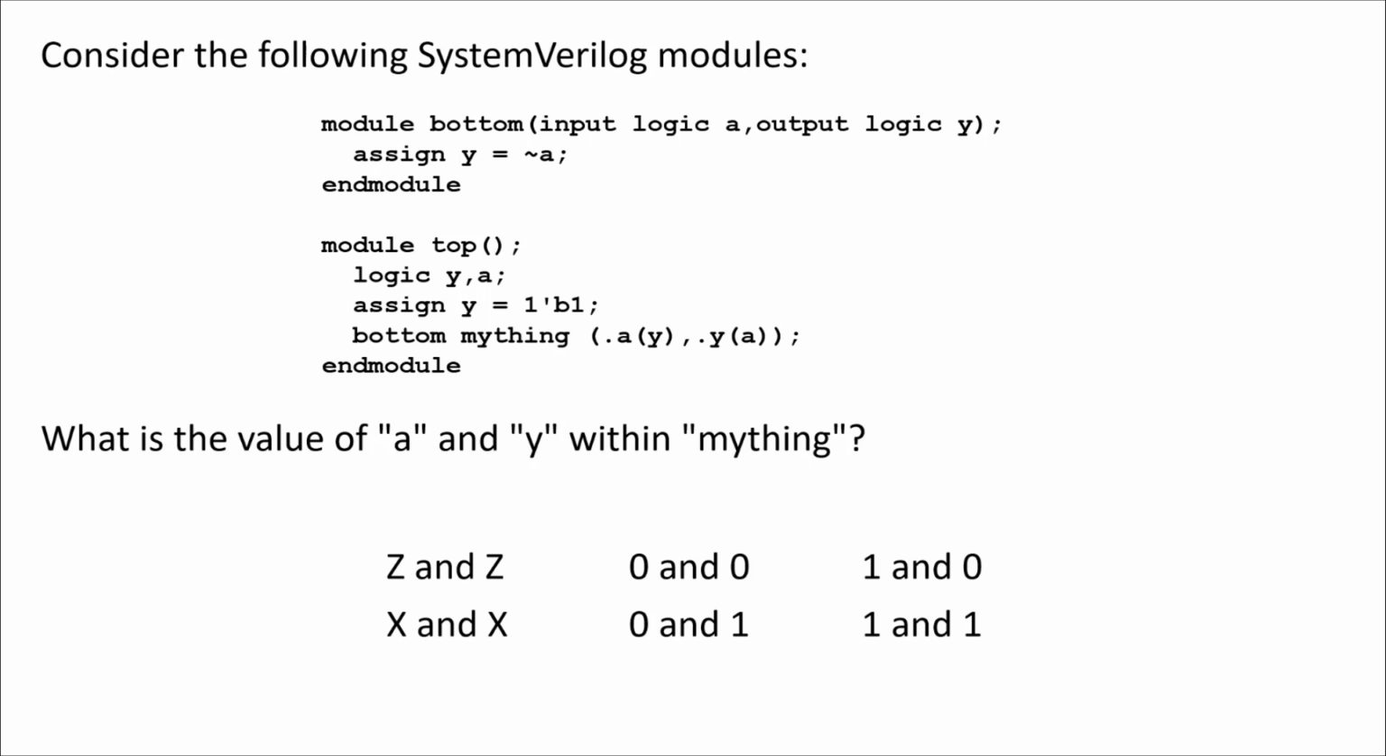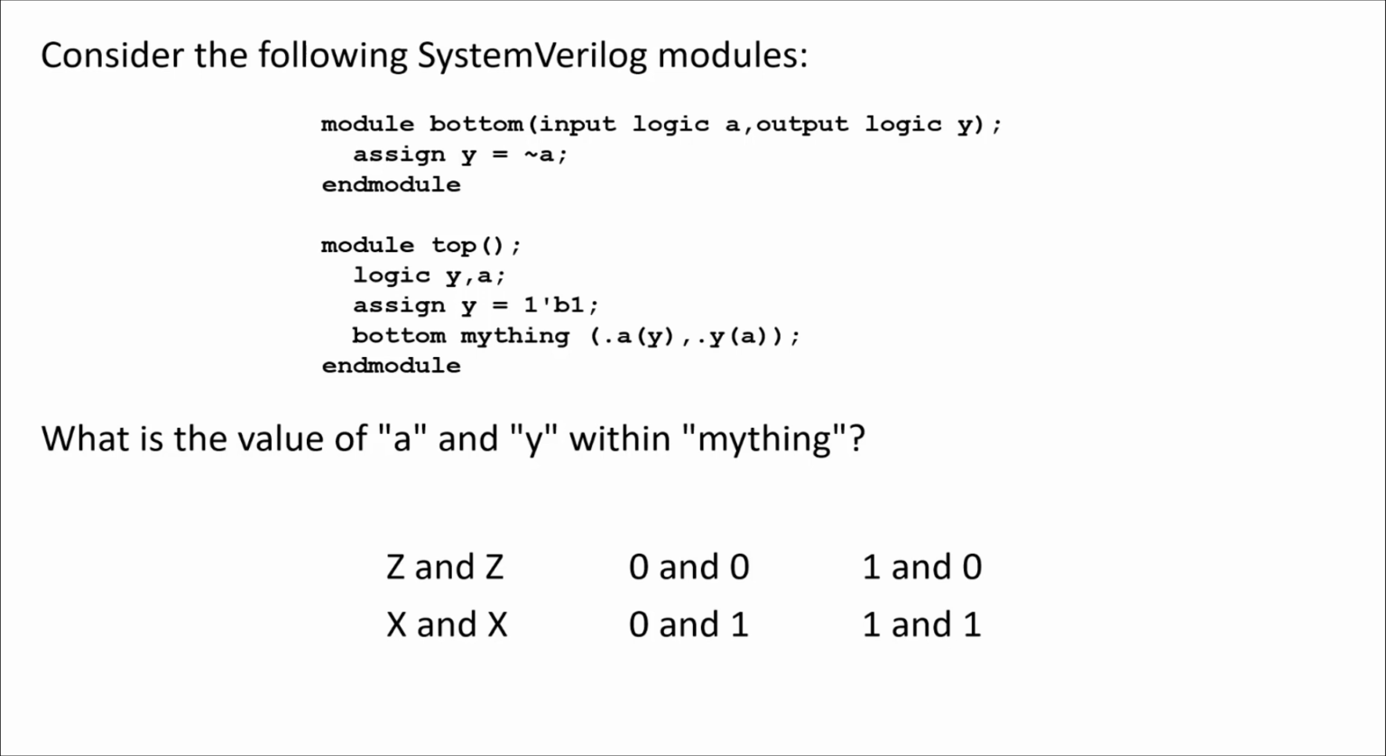That's the idea. Okay, consider the following SystemVerilog modules. There's a bottom and a top. Top instance is bottom. What is the value of A and Y within my thing? Okay, so my thing is what we're calling the bottom instance inside of top. So inside top, we have two internal signals, y and a. There's no inputs or outputs on top, but we do have two internal signals. We assign y to be a 1, and then y is used as the input to my thing, and a is the output of my thing.